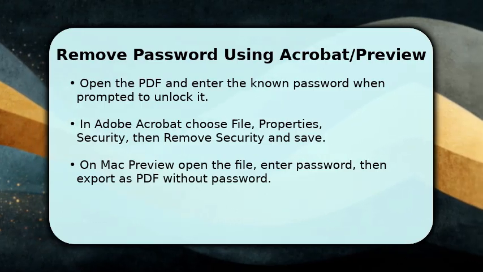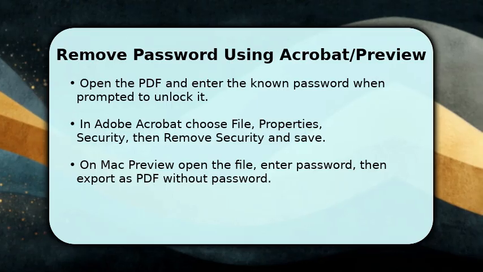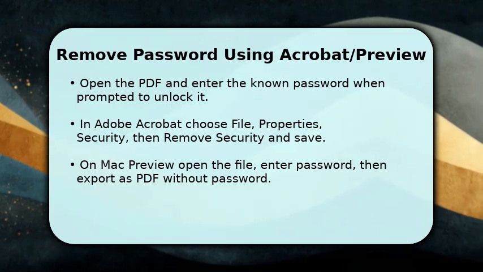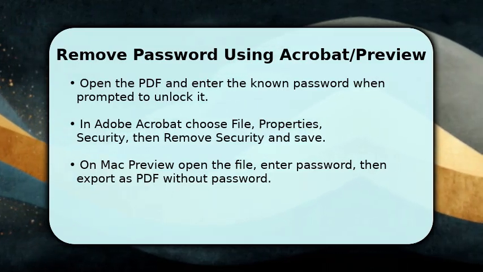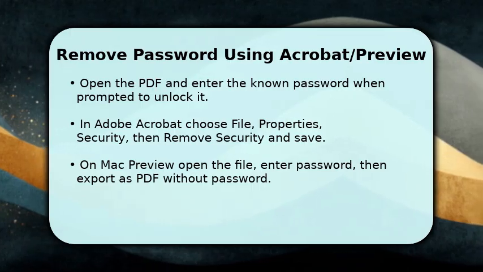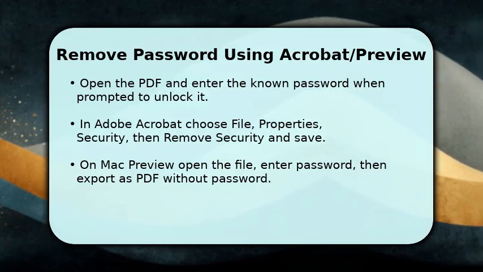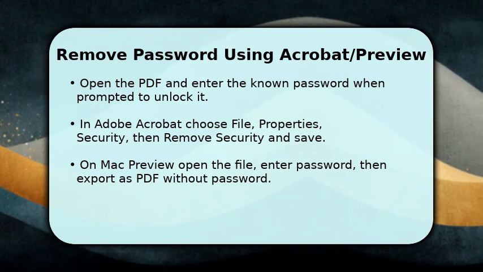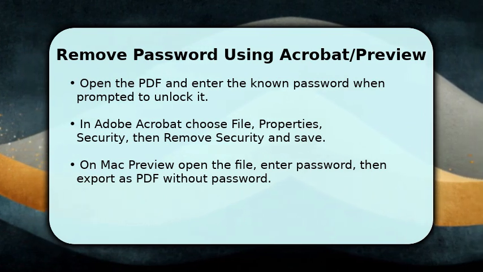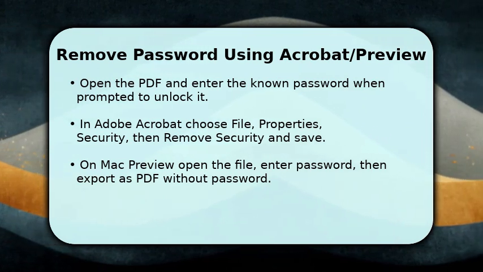On a Mac, open the PDF in Preview, unlock it with the password, then choose Export as PDF and uncheck encryption. For Windows alternatives, use Microsoft Edge to open and print to PDF after unlocking. Always verify the new file is not password protected.